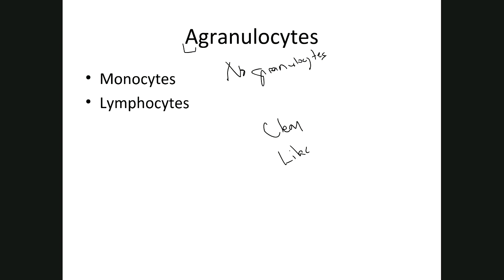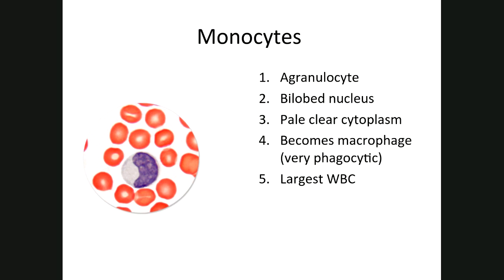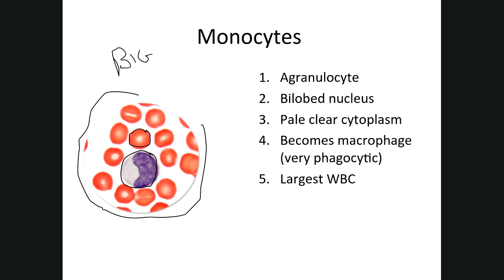There are two types of these. So there are monocytes and there are lymphocytes. So let's look at these. Let's look at monocytes first. So monocytes are big cells. They're very big. This is not a monocyte. This is a monocyte. The reason I put this picture in here is so you could compare a red blood cell with a monocyte. Monocytes are 3 to 4 times bigger than a red blood cell. So when you see one, they're pretty easy to pick out.